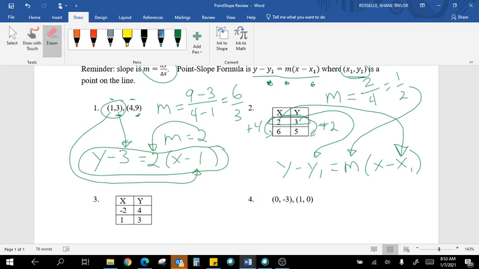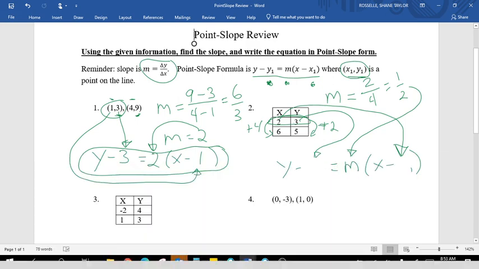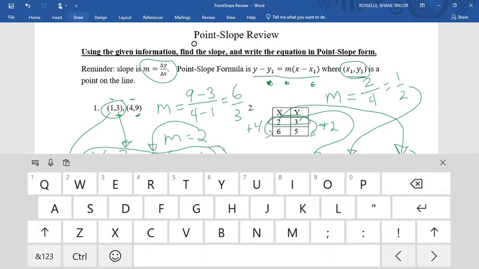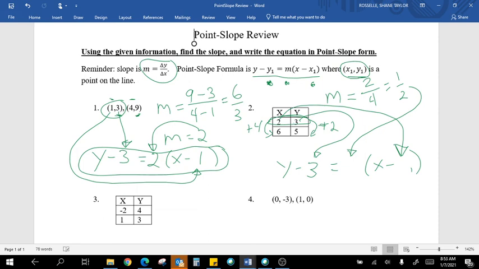So I go back, erase these right here. And so the 3 goes here. The 2 goes here. And the 1/2 goes right here. Right? And that's my answer. That's it right there.